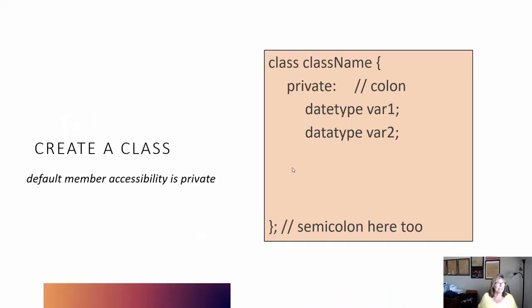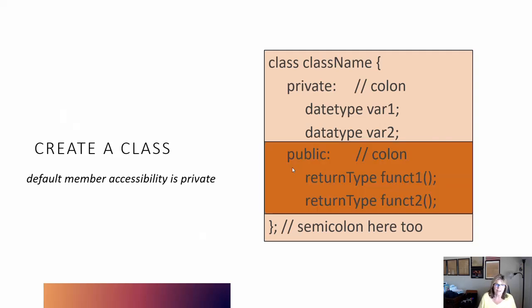So let's create a class. We're going to use the keyword class. We're going to give it a name. I'm going to have an opening and closing curly brace, but this time notice there is a semicolon at the end of the curly brace indicating the end of the class. Then I'm going to use the keyword private with a colon, and then I'm going to declare all the members that are private. Here we're declaring all of our variables as private. And then I'm going to use the keyword public followed by a colon, along with all of the members of the class that should be public.